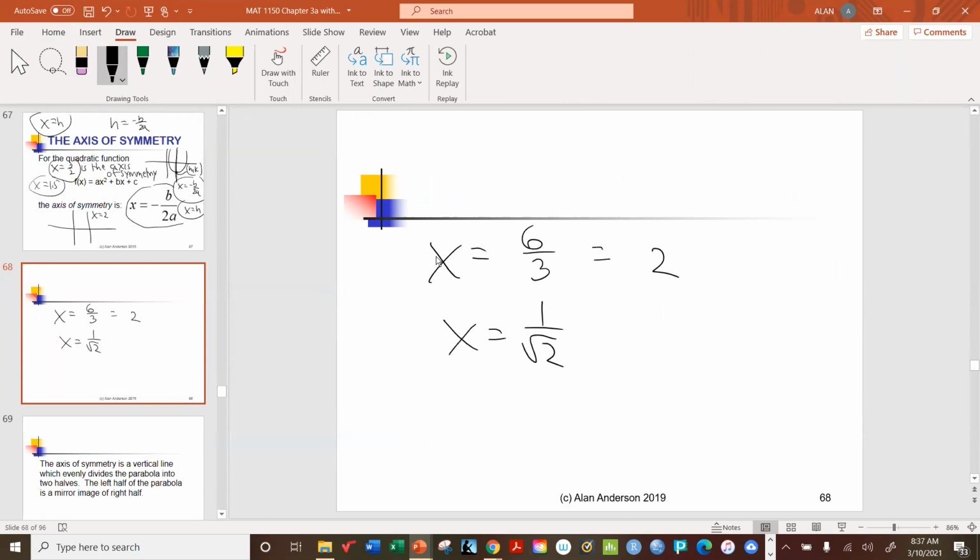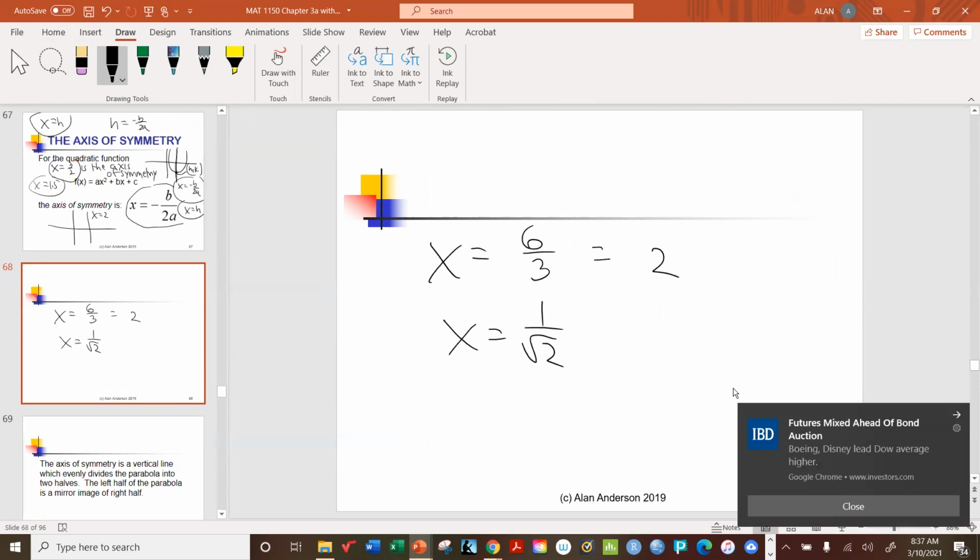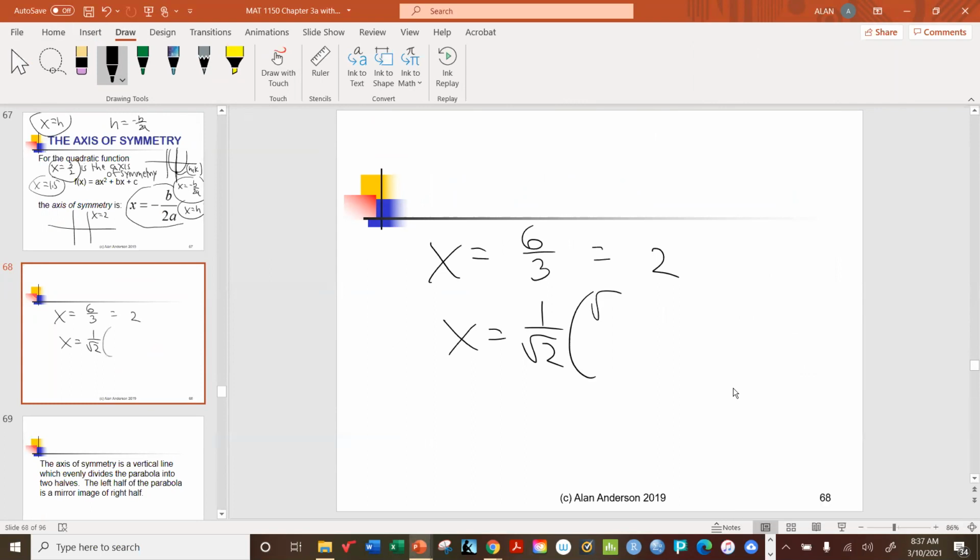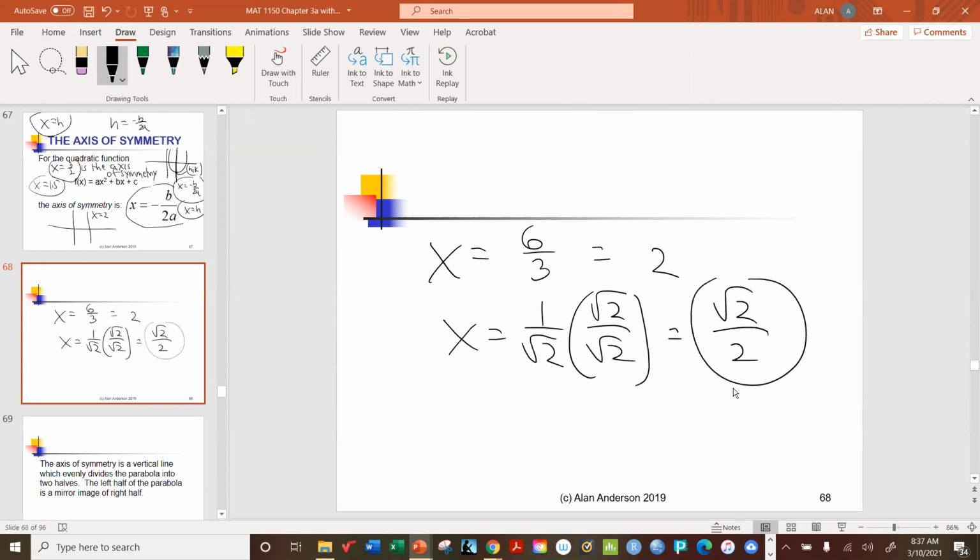For some reason, mathematicians don't like to have irrational numbers in the denominator. So what they would have you do is multiply it out by radical 2 over radical 2, so that at least you have a rational number in the denominator. And again, it's not that there's anything wrong with this, but the convention is just to try to avoid having radicals in the denominator like that.